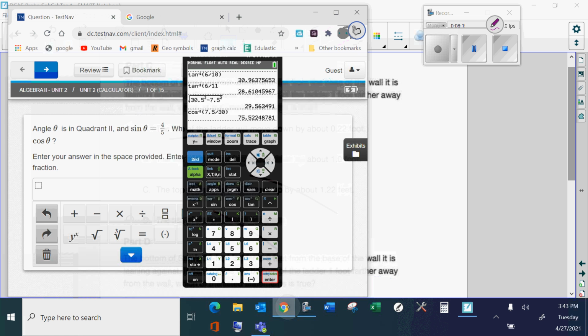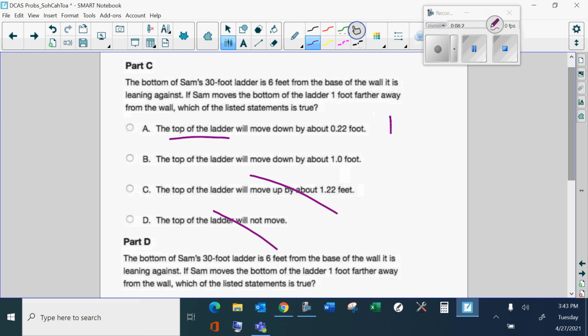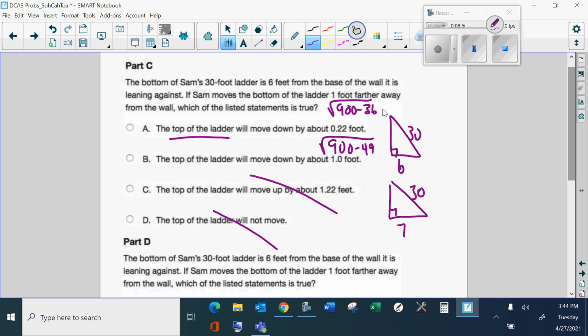Okay, so we had 6 feet and we had 7 feet. You can do the Pythagorean theorem. So that'd be 900 minus 36, and it's the square root of that. And this one is 900 minus 49, square root of that. That's their two heights. Okay, and so what are those answers?